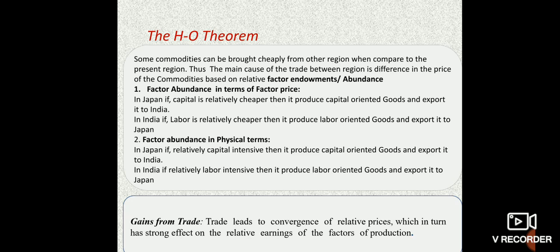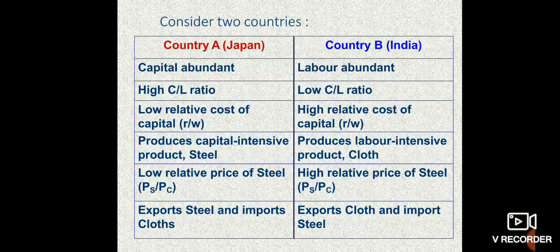Okay. So what is the gain from trade? Trade leads to convergence of relative prices, which in turn has a strong effect on the relative earnings of the factors of production. Okay. So here the consideration is two countries, country A, or we can say Japan, and country B, which is India. So Japan is capital abundant with a high capital labor ratio and a low relative cost of capital, and produces the capital intensive good, that is steel, at a low relative price of steel. Okay. So the price of steel and the price of cloth.